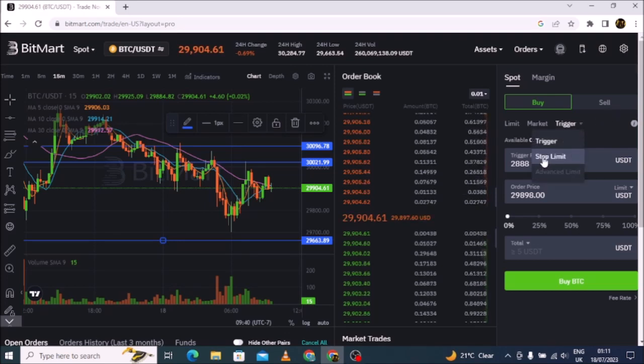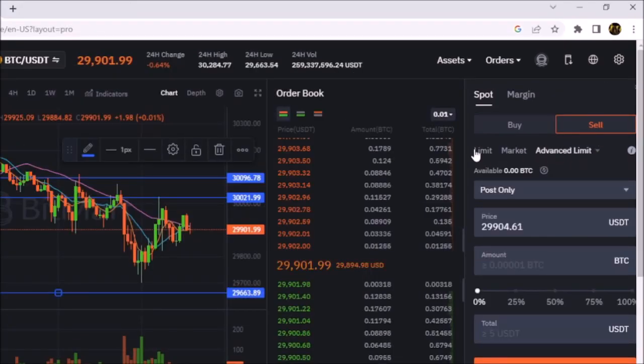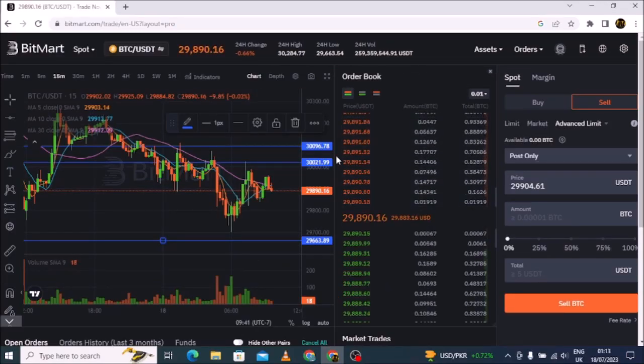So when it comes to stop limit, this stop limit is almost the same because there is a trigger price and there is order price, as I've explained. It is almost the same. When it comes to sell, it is the same. The way you have used limit and market in buying, it is the same way you're going to use it in selling. So hope you have understood everything for today.